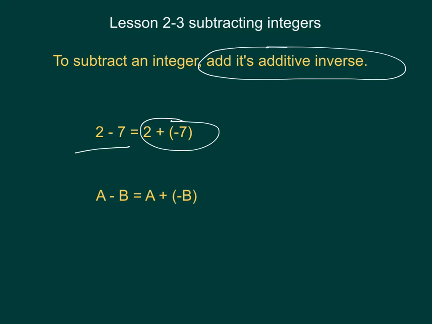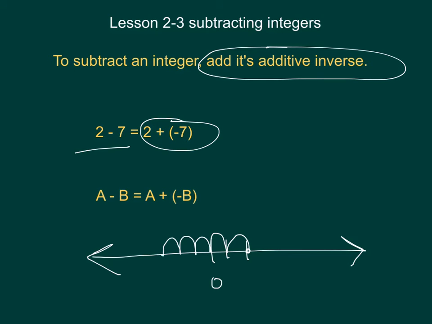So if we take a look at the example 2 minus 7, to subtract 7 from 2, you actually add a negative 7. So if we look at this on a number line, we move to the positive 2, so we're right here, and now we have to travel negative 7. So 1, 2, 3, 4, 5, 6, 7. So if we count out to where that is, we have 1, 2, 3, 4, and 5. So our answer would be a negative 5.